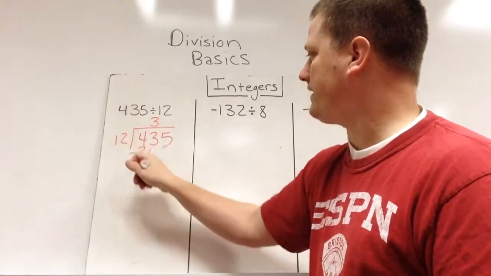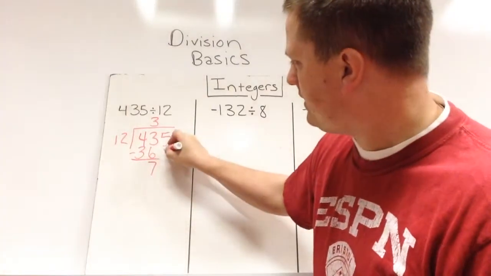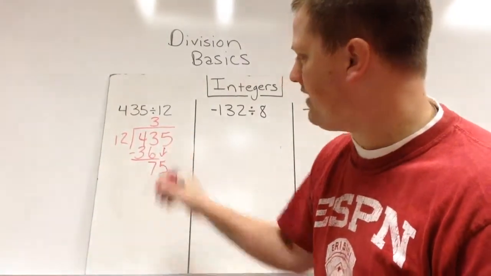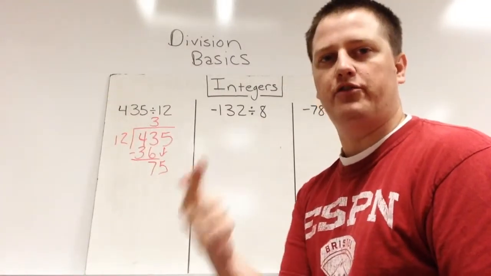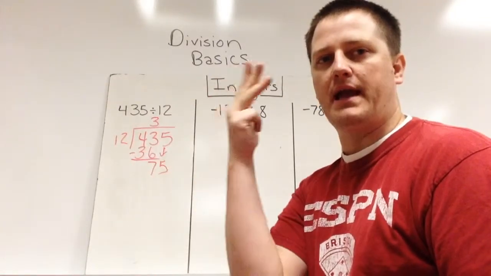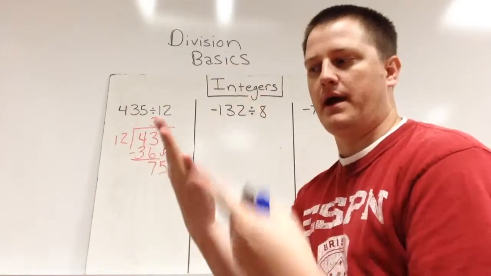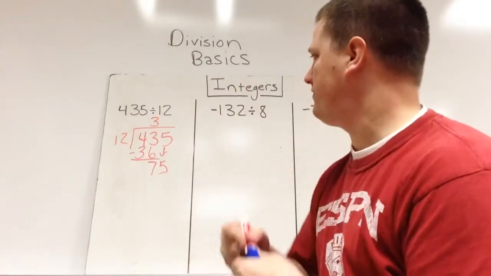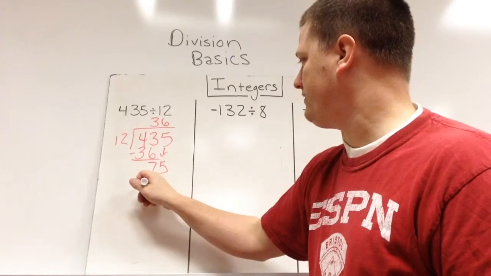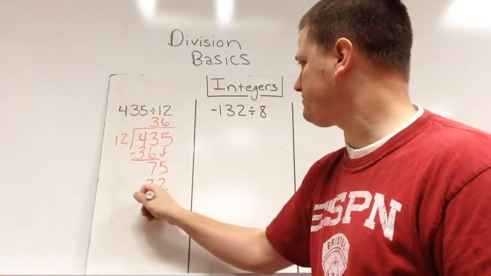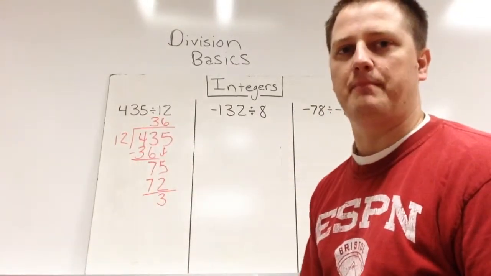So then we just subtract here. 43 minus 36 is 7. When we do that, we need to bring down our 5 and make this 75. And again, we can count by 12s. 12, 24, 36, 48, 60, 72, 84, okay. So it looks like 6 times. And that was 72, which is going to leave us with 3. Now this 3, we used to call it a remainder of 3.